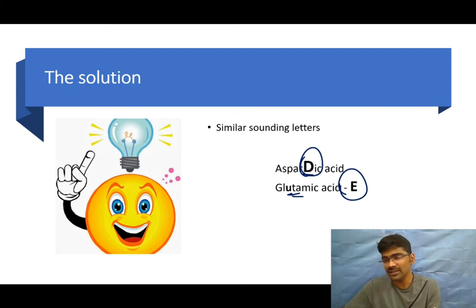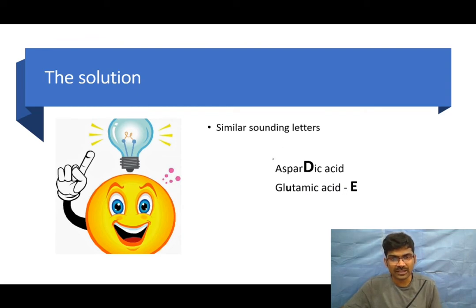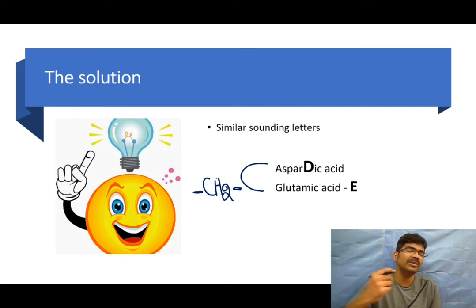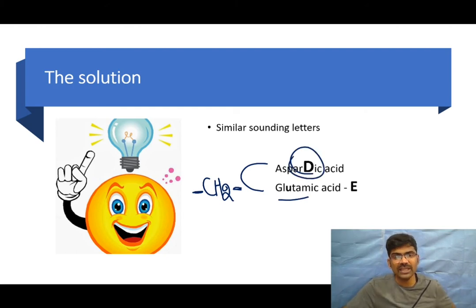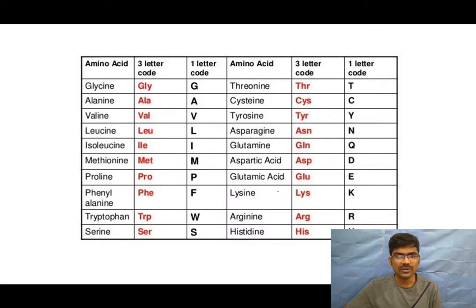So the next letter E, obviously you give it to glutamic acid, because if you see the number of carbons in aspartic acid and glutamic acid, the difference is just one. A CH2 group will be the difference between aspartic acid and glutamic acid. So it is the higher homologue of aspartic acid. So you give D for aspartic acid, and obviously you give the next alphabet for glutamic acid. Simple, right? Okay. So it's all about your 3-letter and 1-letter code.